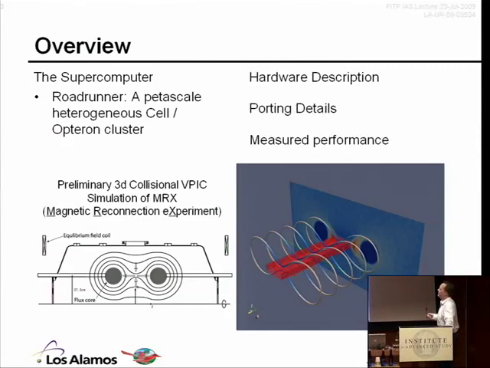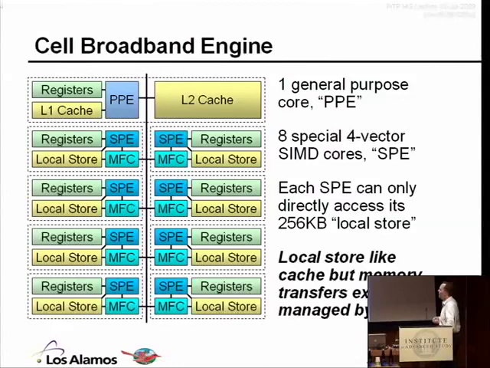So to go into a little bit more detail about the hardware for VPIC, we'll give some overview of the Roadrunner supercomputer. First, we'll talk about the hardware description, give some of the considerations in terms of porting a code like VPIC to Roadrunner, and then some of our measured performance. So the workhorse of Roadrunner is the Cell Broadband Engine. And the Cell Broadband Engine, if you were to look at the die, looks something like this. There is one general purpose core called the Power Processing Element, which is right here. And then there's 8 special purpose 4-vector SIMD cores. And so these guys are really good at doing operations on 4 floating point numbers, single precision at a time.